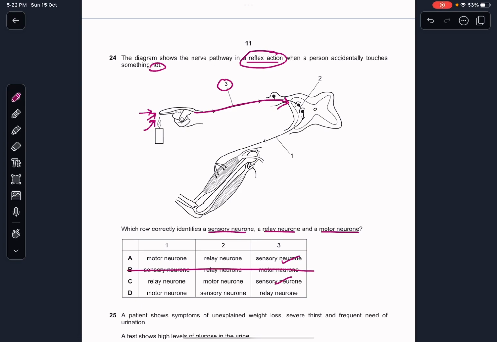So B and D are going to be cut out. 2 is going to be the relay neuron, because this is the smaller neuron that is present in the spinal cord only. And the final one that is going to withdraw the hand, that is going to supply the muscle, is going to be the motor neuron, because it is carrying the motor impulses, the mechanical movement of our arm. So the answer is going to be A.